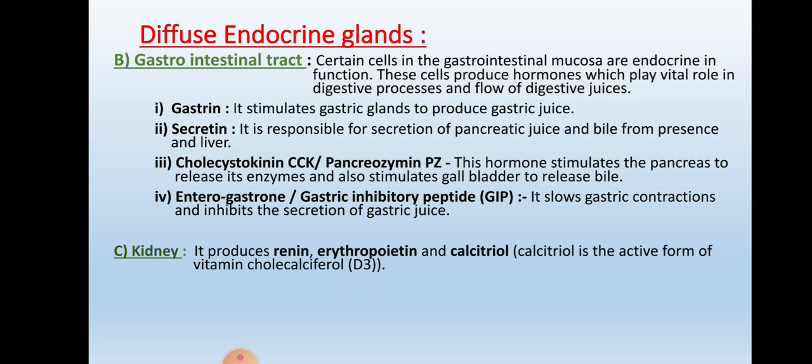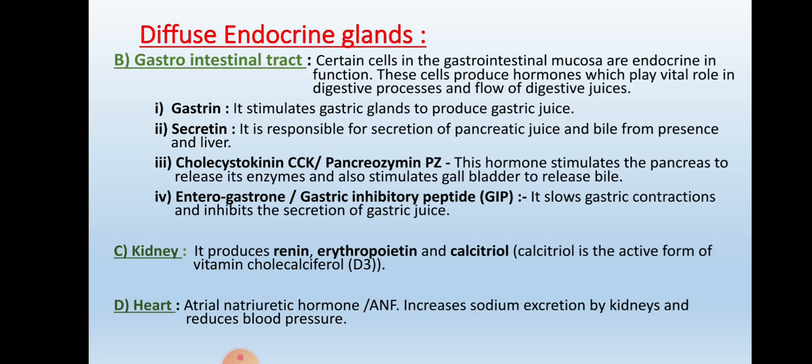Then the fourth diffuse endocrine gland is the kidney. It produces renin, erythropoietin and calcitriol. Calcitriol is the active form of vitamin cholecalciferol. Renin checks blood pressure. Erythropoietin is responsible for red blood cell formation, and calcitriol is the vitamin D form. And lastly, the heart is also endocrine because it secretes atrial natriuretic factor, ANF. It increases sodium excretion by kidneys and reduces blood pressure.